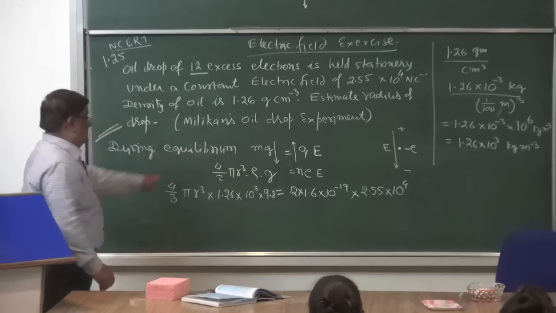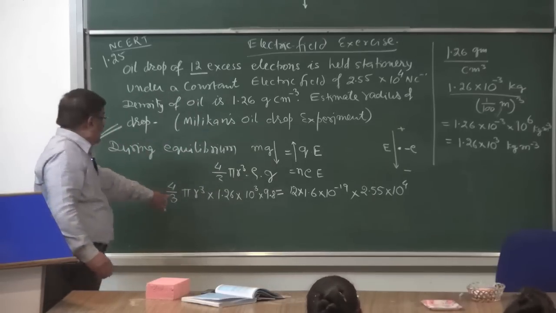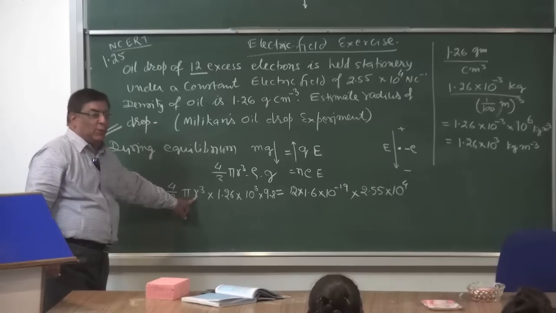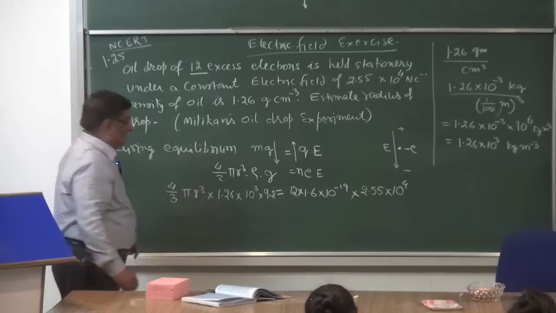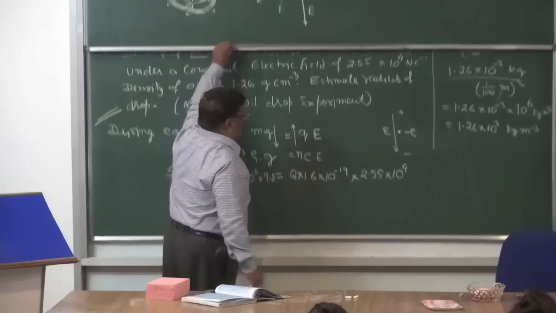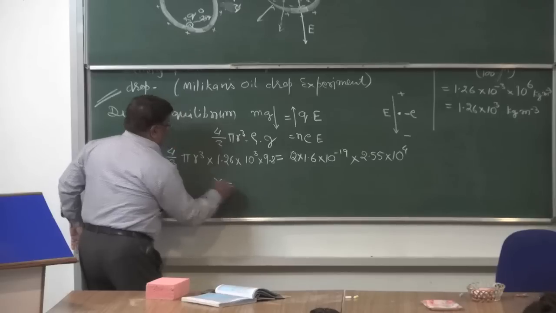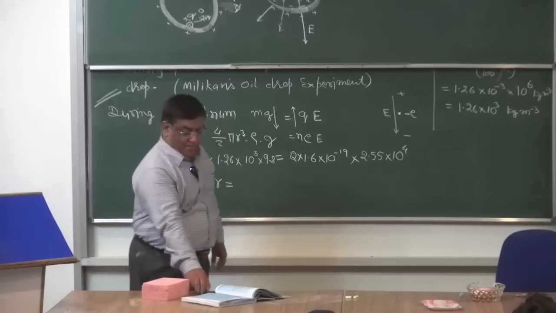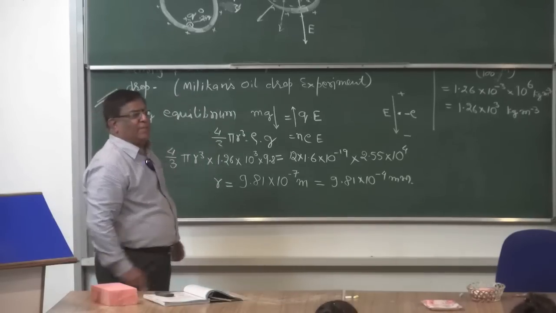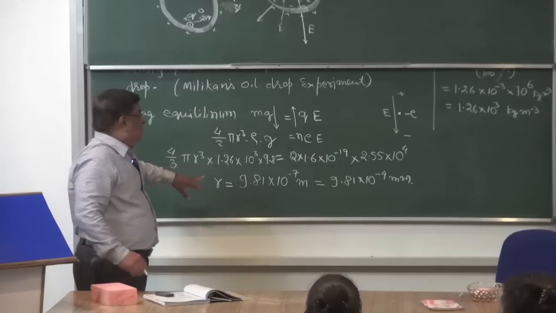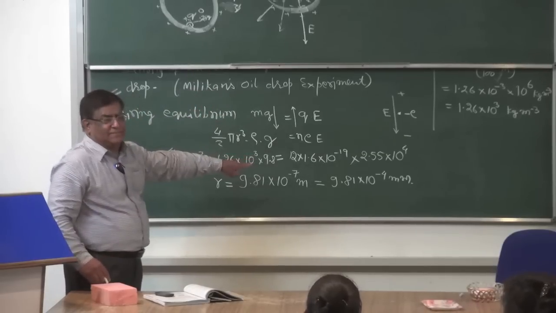Now you find there is only r which is unknown and you can calculate it. So calculate this and tell me how much r comes out. It's simple mathematics. All multiplication and division. After you do all this, you will get the answer.